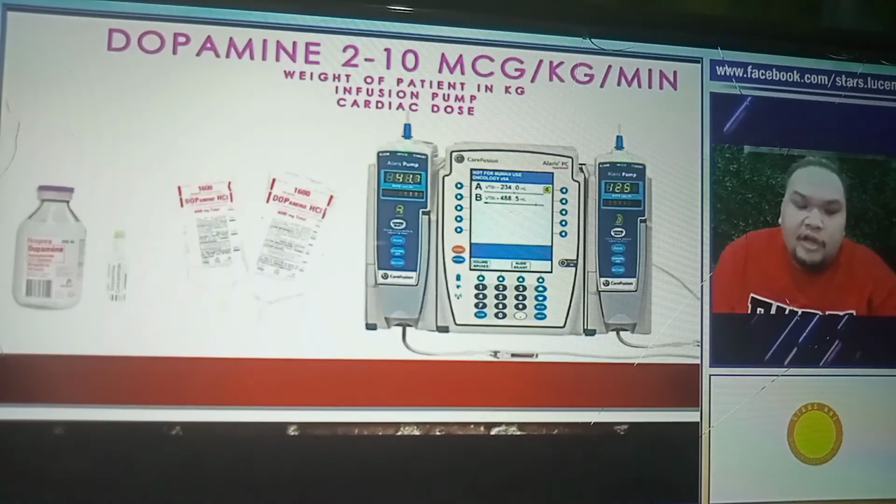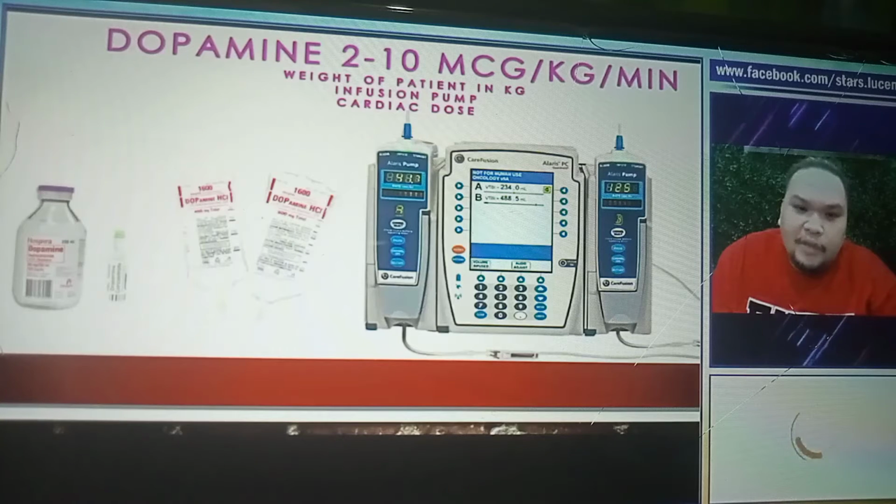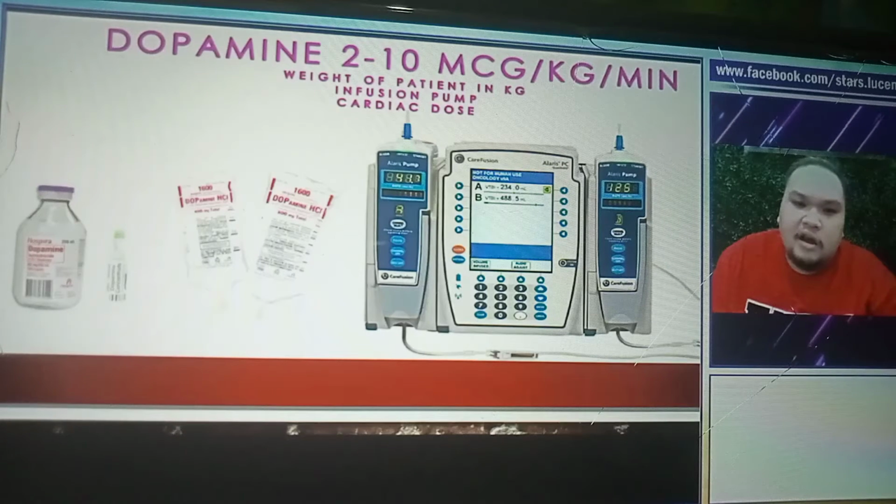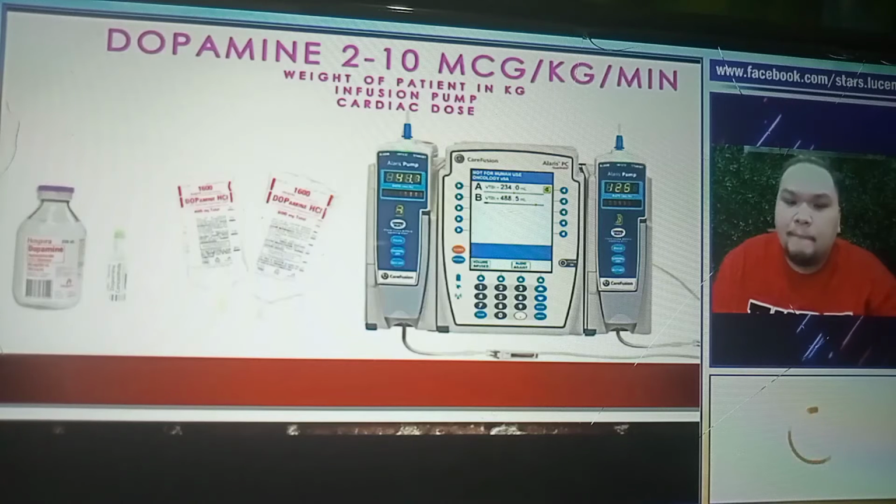Okay, so after giving your transcutaneous pacing, you can now give your dopamine. So dopamine is given at 2 to 10 microgram per kilogram per minute. So you need to consider the weight of the patient, okay, in kilograms here, because dopamine is given at 2 to 10 microgram per kilogram per minute.